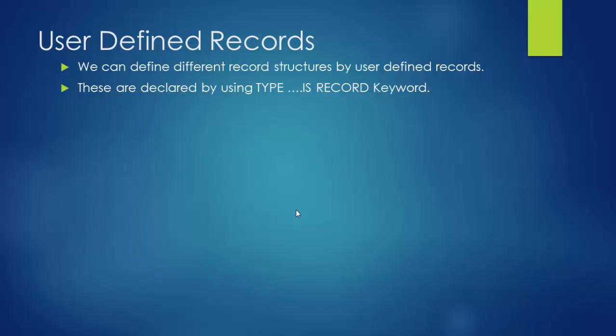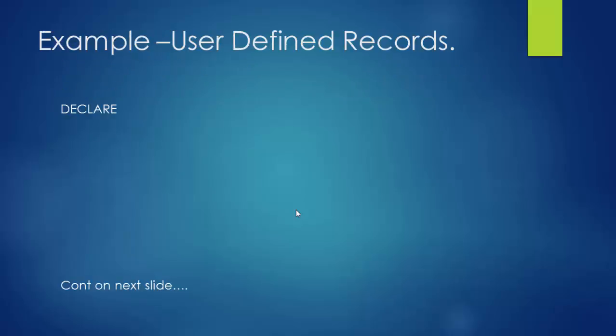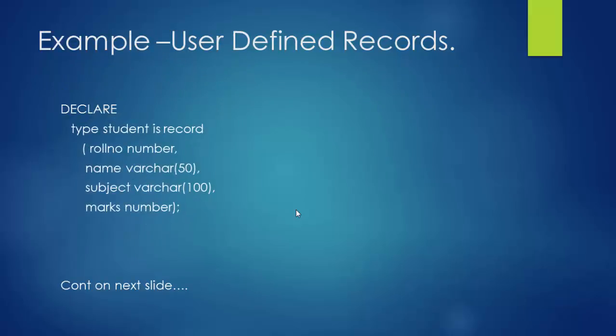Then we have the user-defined records. We can define different record structures by using the user-defined records, and whenever we are declaring the user-defined record, it is declared with the TYPE keyword. As here we can see we have given TYPE, the name of the record and the IS RECORD keyword. Then we have mentioned the field names like roll number, name. So all these four fields, as we can see, are of different data types. They will be together representing a record.